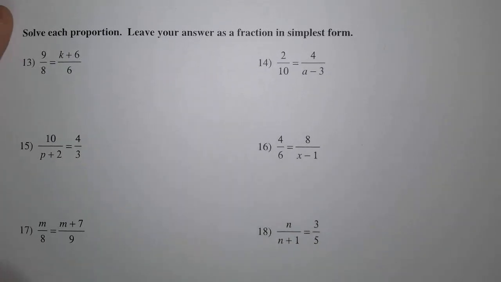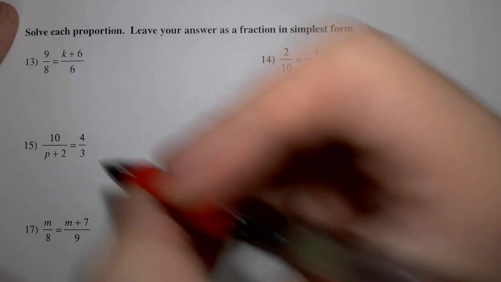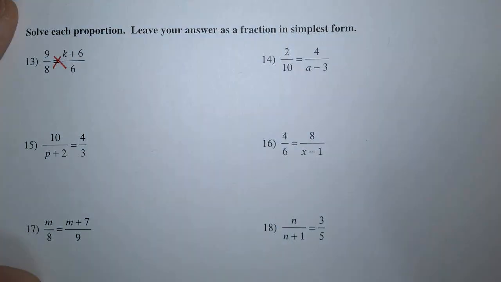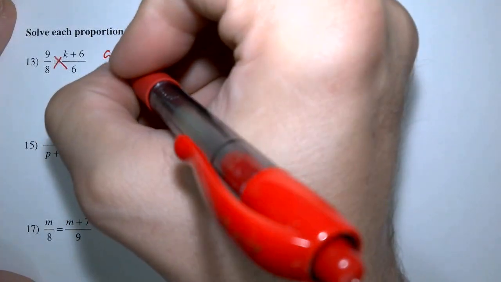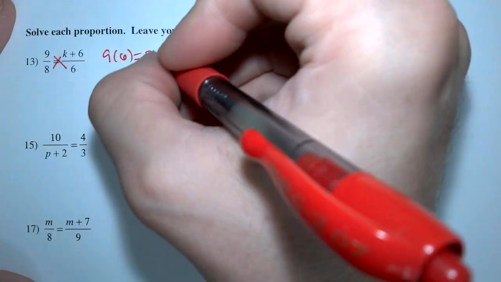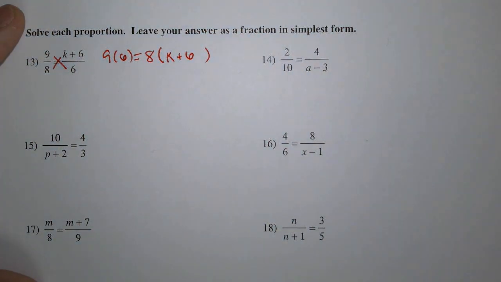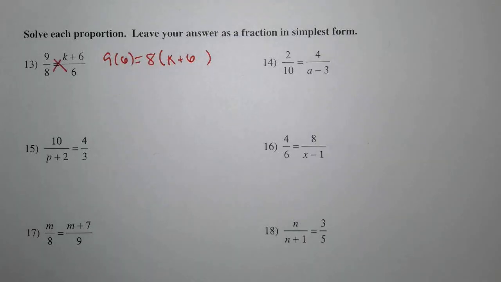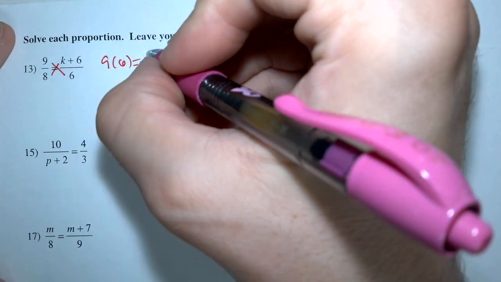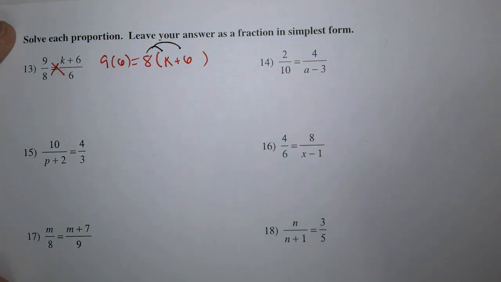All right, let's do slightly harder problems. They're not much harder. They just involve a little bit more algebra. Here, we're still going to cross multiply. We're going to do 9 times 6 will equal 8 times all of this stuff, so that's k plus 6. And that is why I tell my students to write it out and don't be lazy. So we're going to distribute the 8. That's what ends up happening.